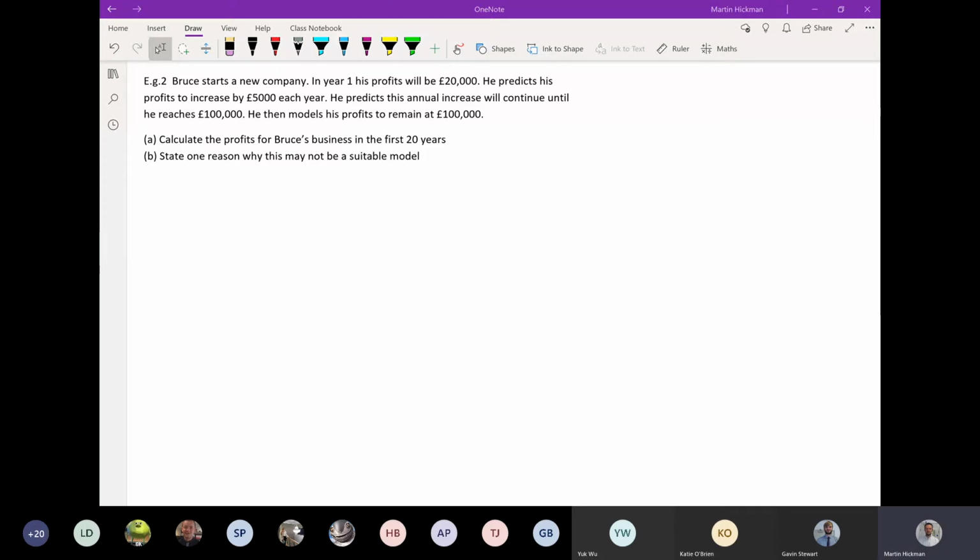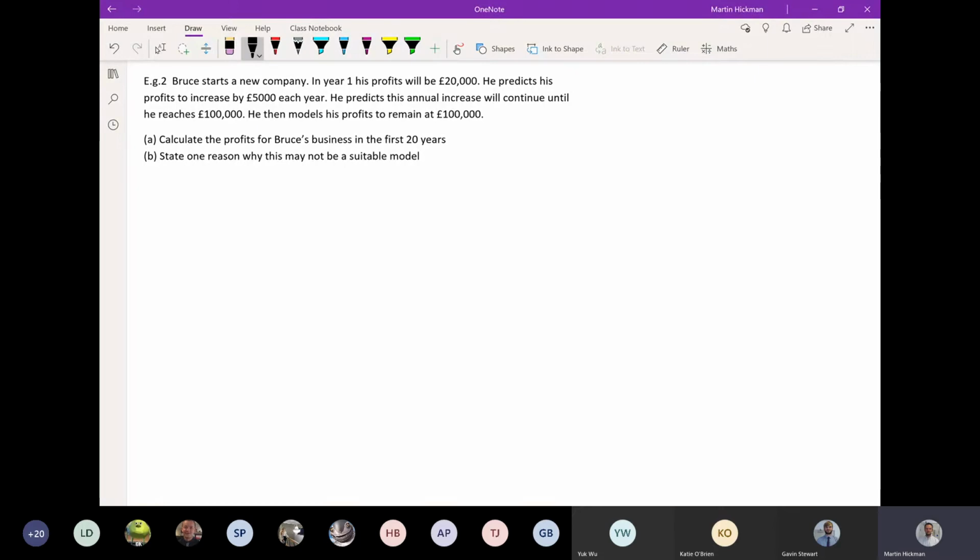So what type of sequence have we got here in example 2? Are there any restrictions? Okay, so is it arithmetic, is it always arithmetic? Yeah, so it's arithmetic until the 100,000.